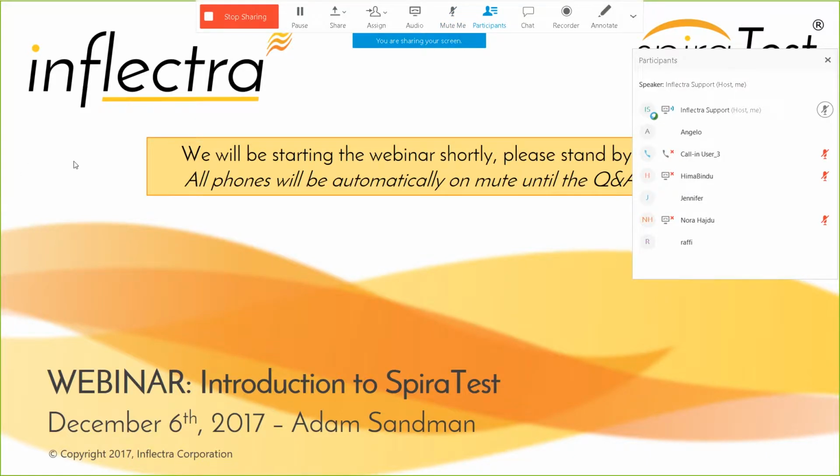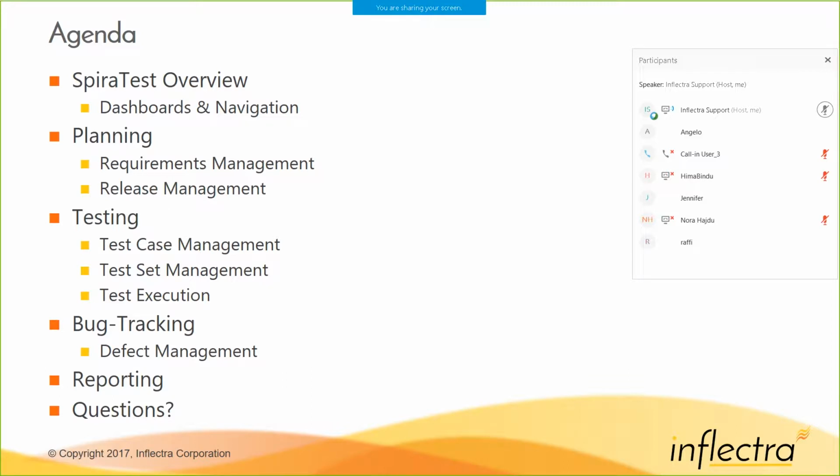Today's agenda, we'll first be going through an overview of what SpiraTest does. We'll show you some of the main navigation and the main dashboards that you see when you first come into the application. After that, we'll look at the planning section where you can enter in all your project requirements and releases. We'll then deep dive into the testing section where we can show you how you can write test cases, how you can organize them into test sets, and how you can then execute those tests.